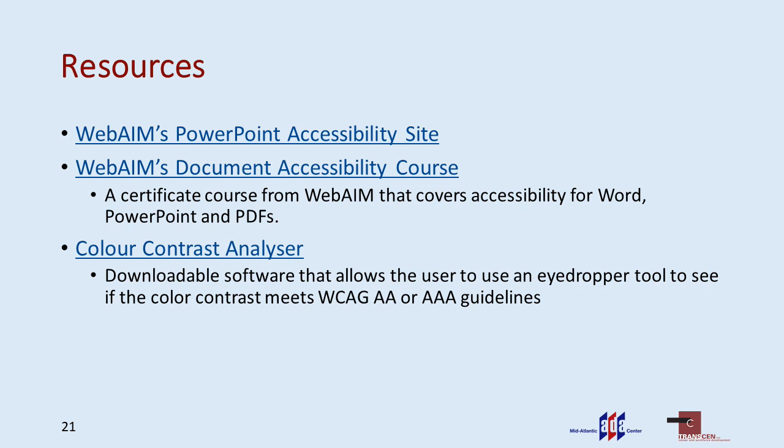The third resource is Color Contrast Analyzer. It's a software that you can download from their website. It allows a user to use an eyedropper tool on color combinations to see whether or not the color contrast is accessible. It's very useful because it removes the need to do the math and figure out color ratios. As long as a color combination meets the Web Content Accessibility Guidelines, otherwise known as WCAG, levels AA or AAA level guidelines, you are good to go.